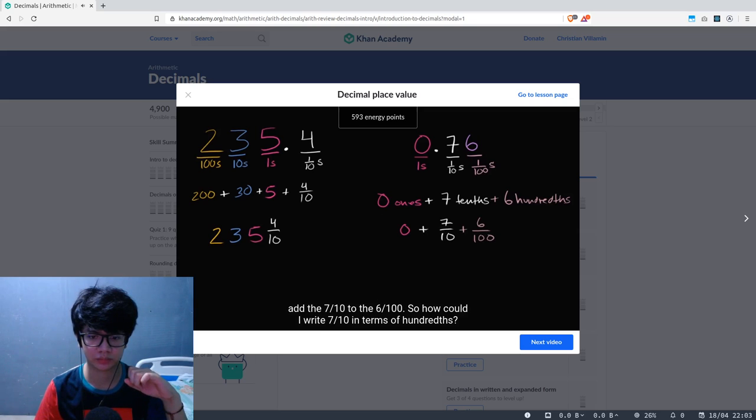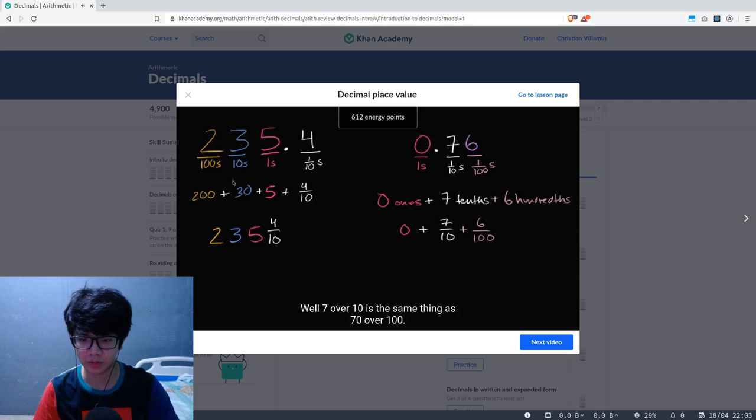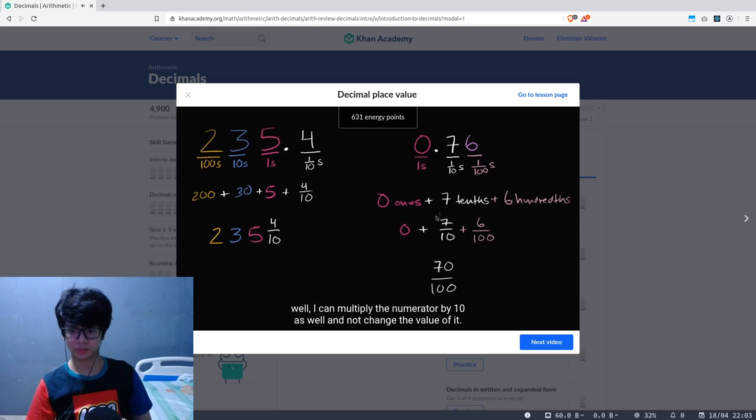So how could I write 7/10 in terms of hundredths? Well, 7 over 10 is the same thing as 70 over 100. One way to think about it is, if I multiply the denominator by 10, I can multiply the numerator by 10 as well and not change the value of it. 7/10 is the same thing as 70/100.